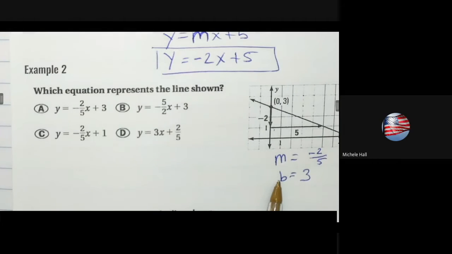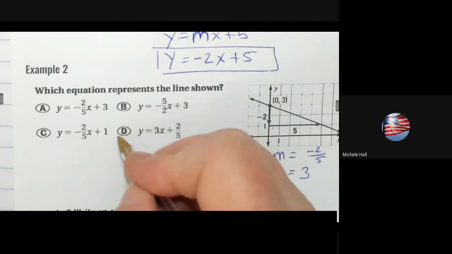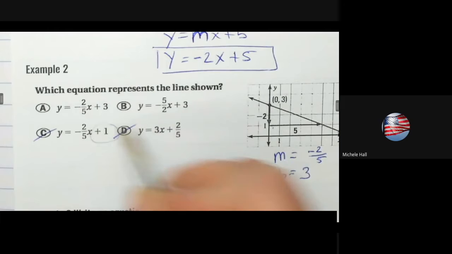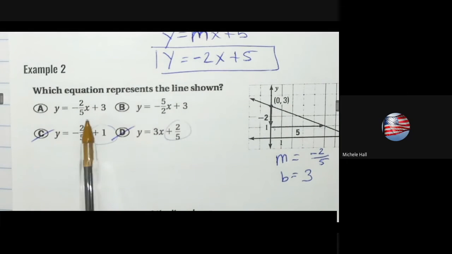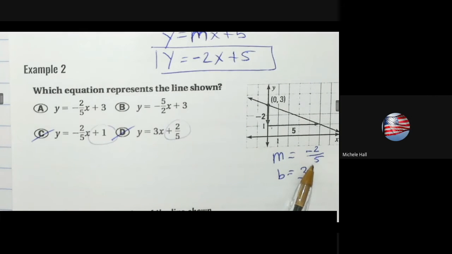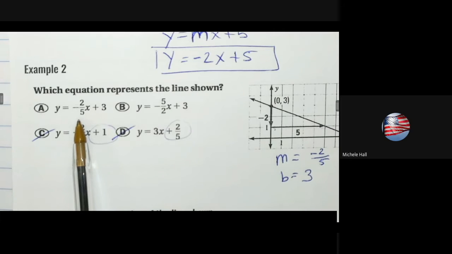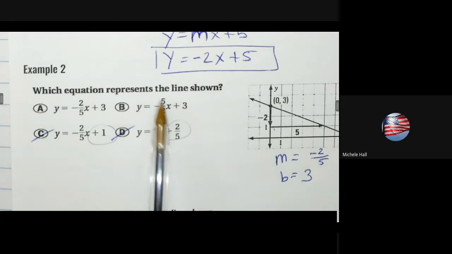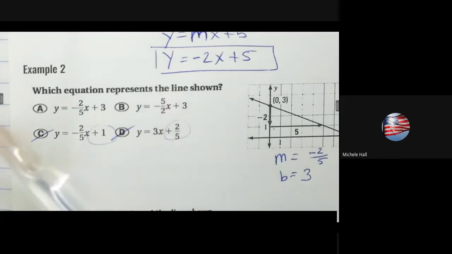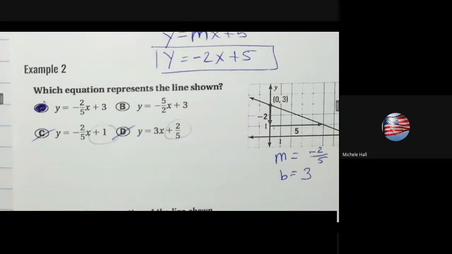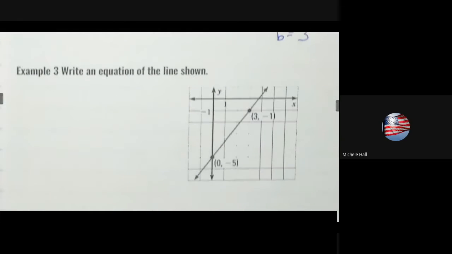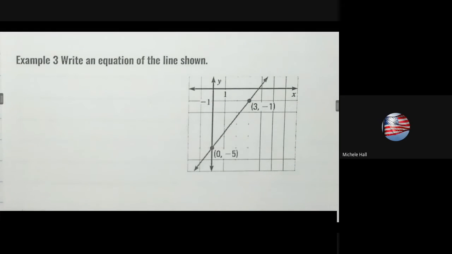We're looking for an equation that has a slope of -2/5 and a y-intercept of 3. The y-intercept of 3 means that it couldn't be this one or this one because they don't have a y-intercept of 3. Looking at these two, they both have a y-intercept of 3, and I'm looking for a slope of -2/5. Here they have x over y instead of y over x. So A would be the answer.